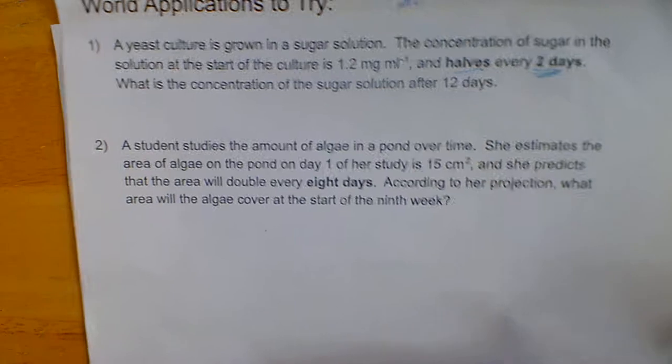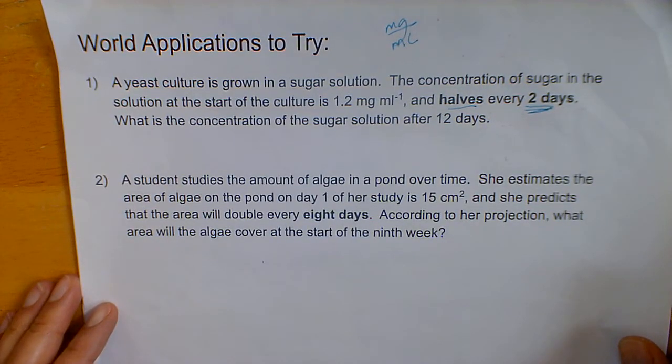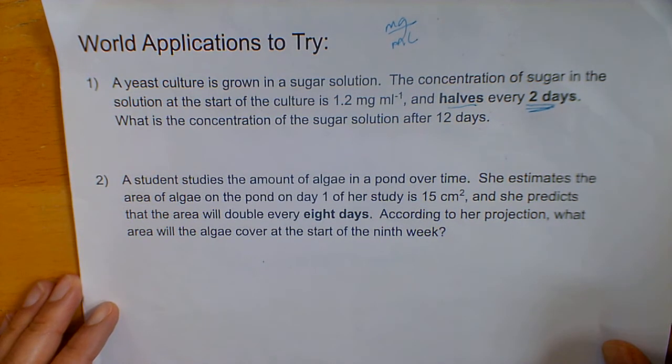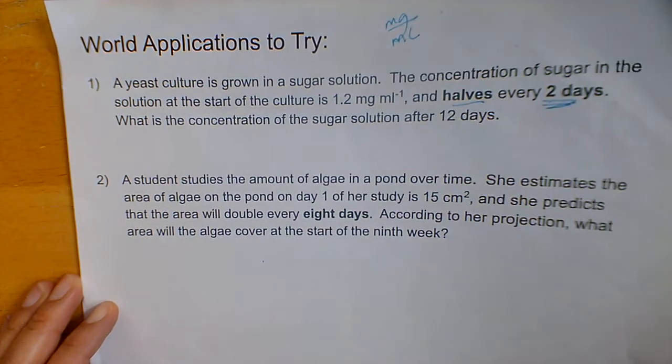Let's look at number 2. A student studies the amount of algae in a pond over time. She estimates the area of the algae in the pond on day 1 of her study is 15 centimeters squared. She predicts that the area will double every 8 days. According to her projection, what area will the algae cover at the start of the 9th week?